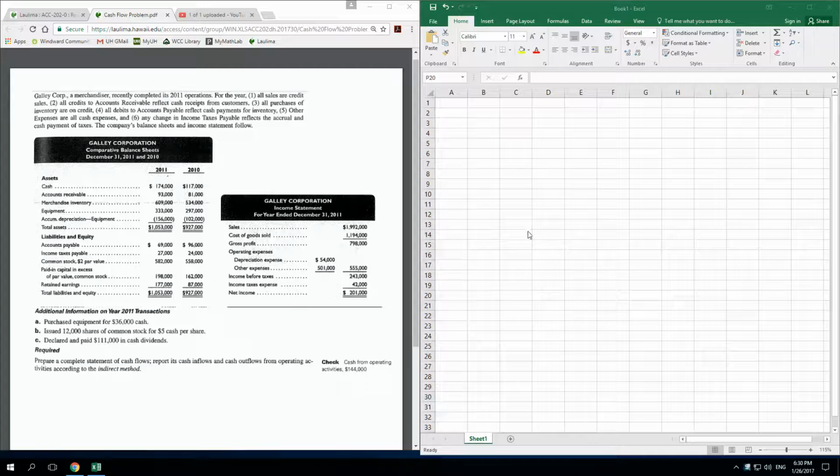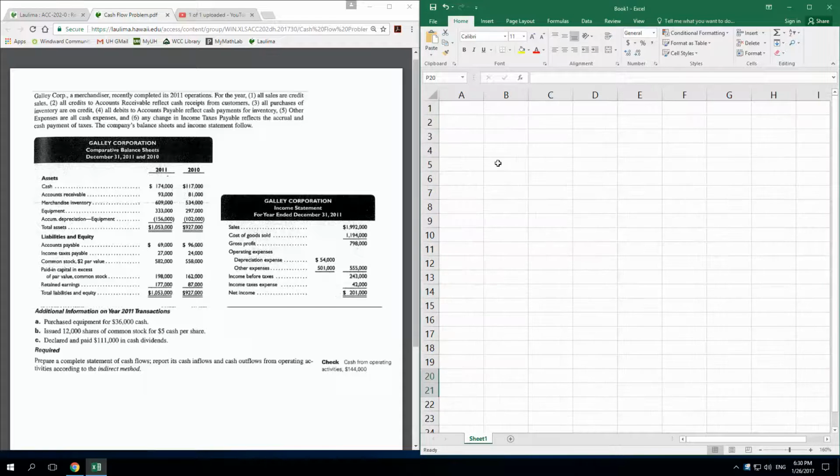In the first two parts of chapter 15, we're going to have mainly what we call vertical analysis and horizontal analysis. Okay? So I'll give you the rules on this. We'll start with vertical.